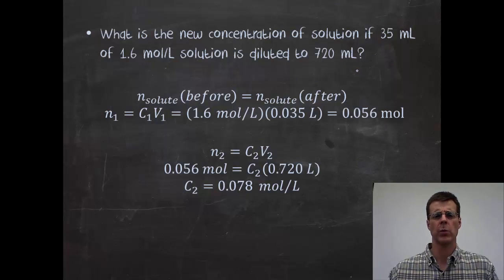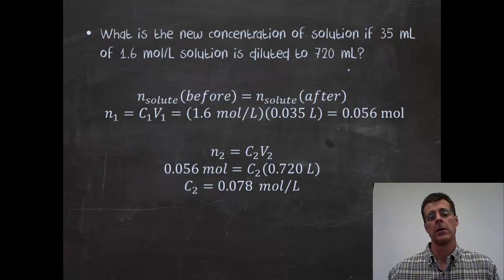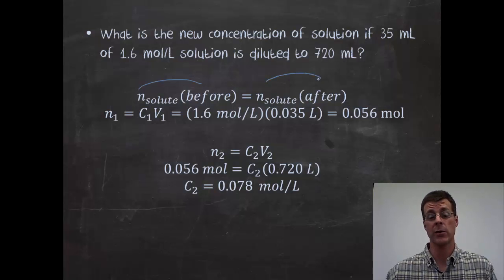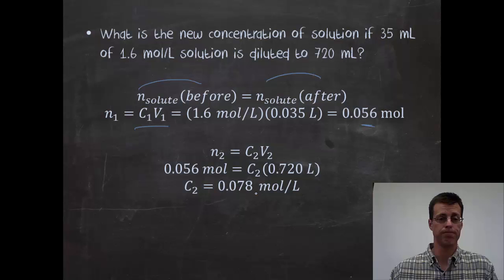This question: what is the new concentration if 35 milliliters of 1.6 mole per liter solution is diluted? Now, one of the things that's important to realize is the number of moles of solute before is the number of moles of solute after. I added water, but I didn't change the amount of solute. So I can calculate the number of moles of solute before, and that means the number of moles of solute stays the same. So when I figure that out, I get this.